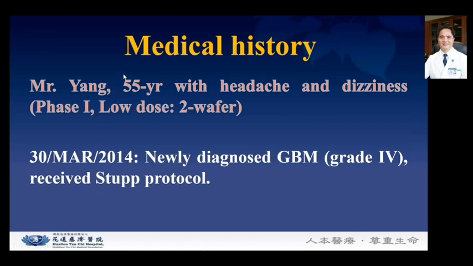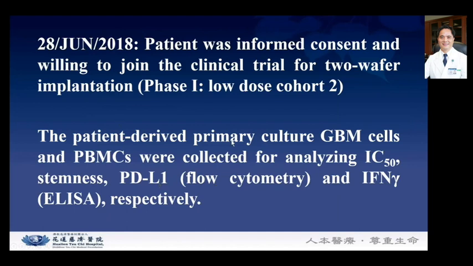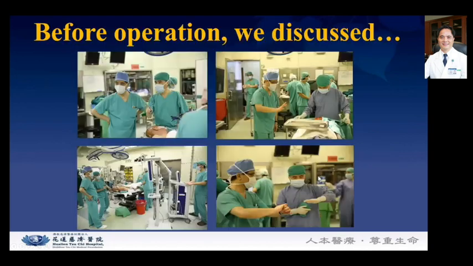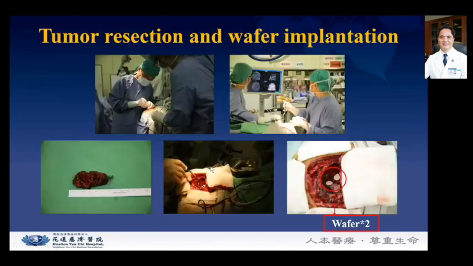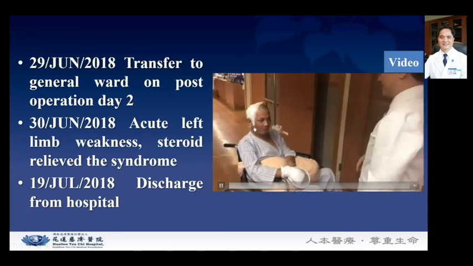And here we would like to show another case, a 50 year old, young here. After recurrence, he had a huge involvement in the patient's right brain. So he joined this trial, and we also confirmed that they can have the temozolomide synergistic effect, the immune activation effect, etc. After resection, we took two pieces of the drug into this huge cavity.